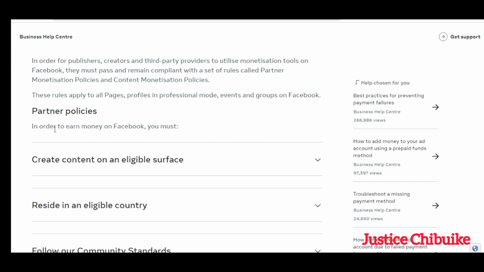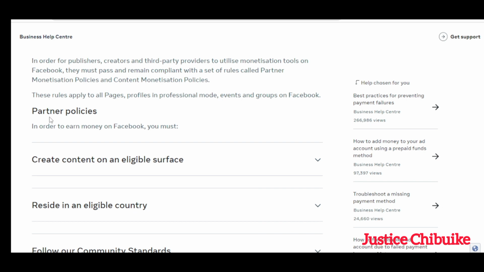So here you see, in order for publishers, creators, and third-party providers to utilize monetization tools on Facebook, they must pass and remain compliant with a set of rules called partner monetization policies and content monetization policies. These rules apply to all pages, profiles in professional mode, events, and groups on Facebook.